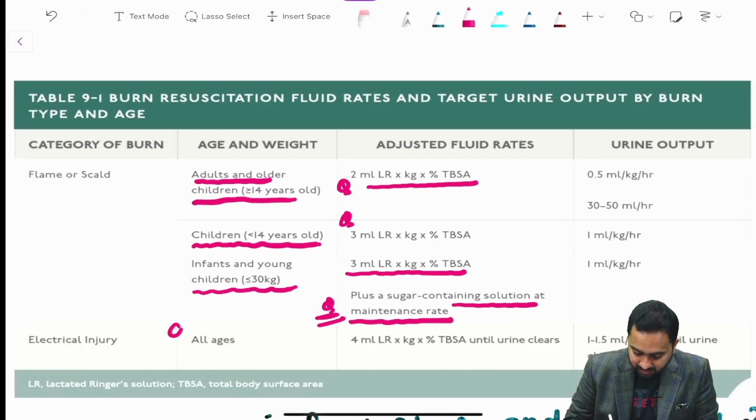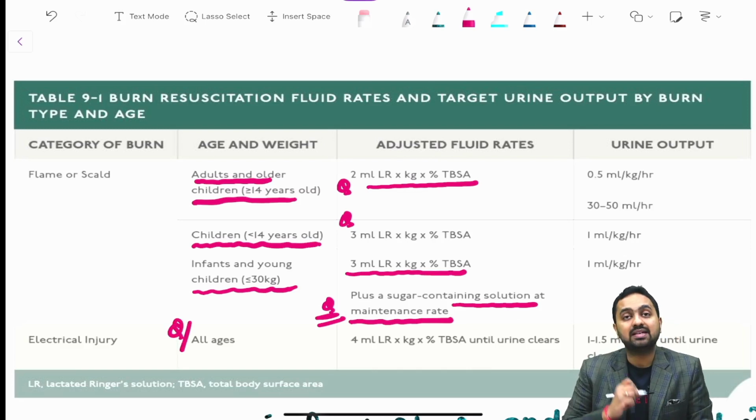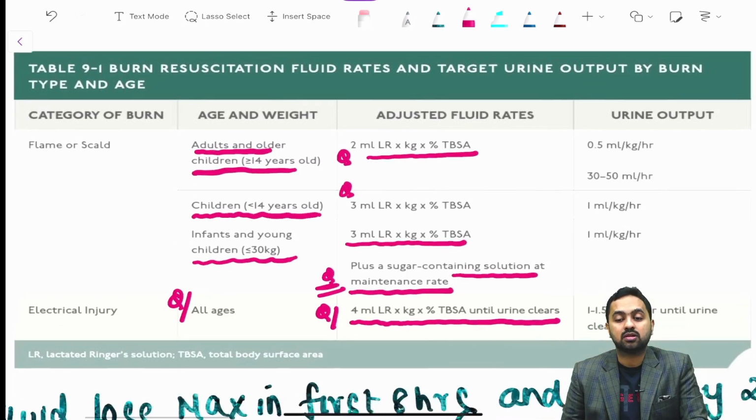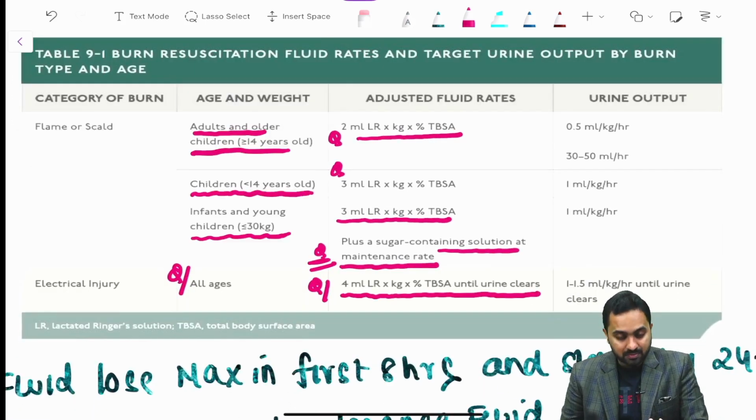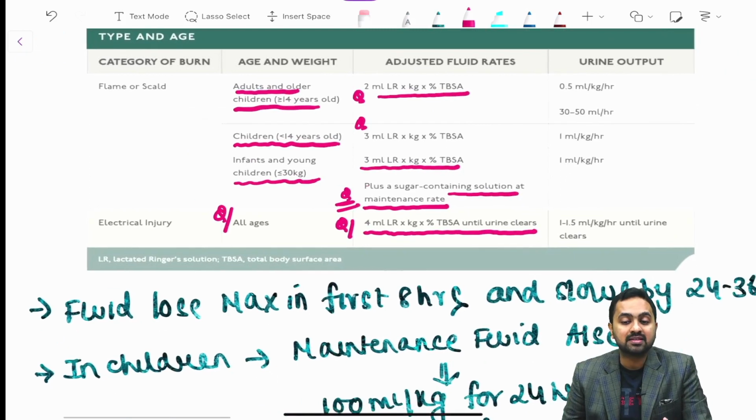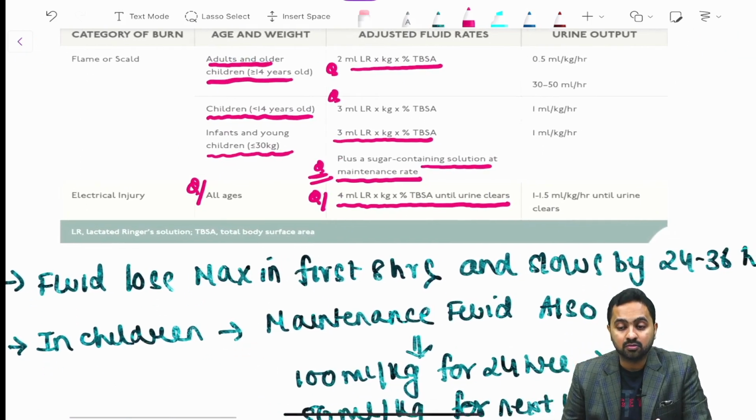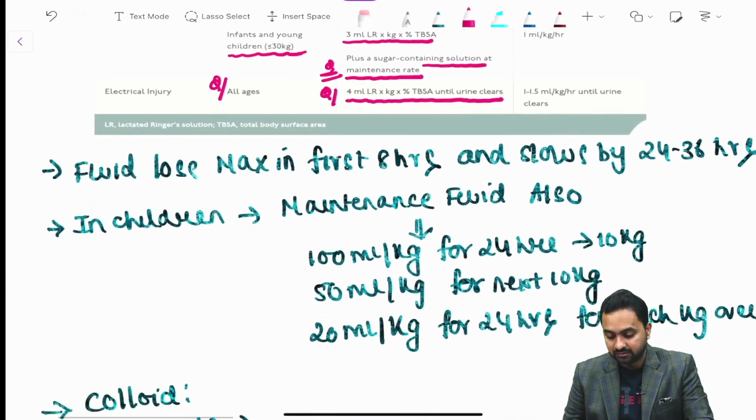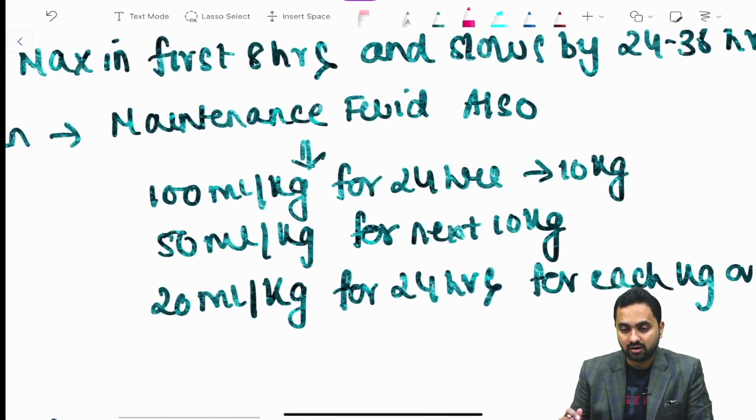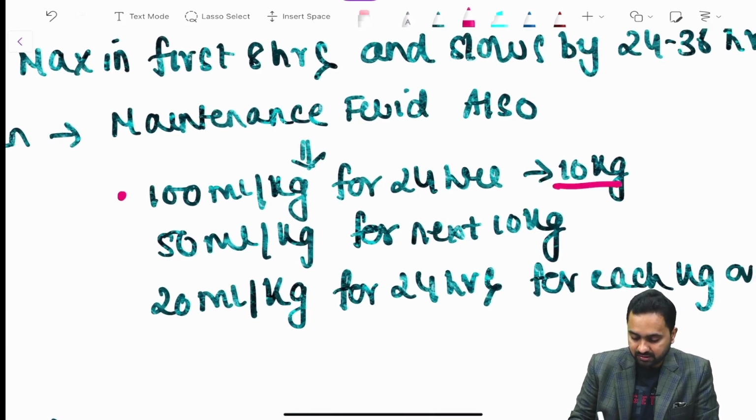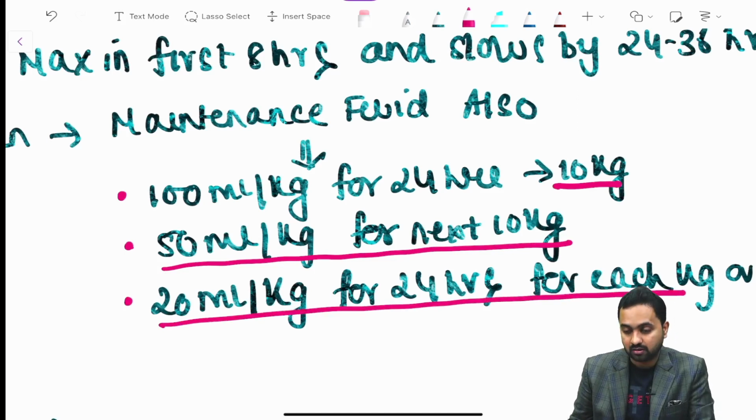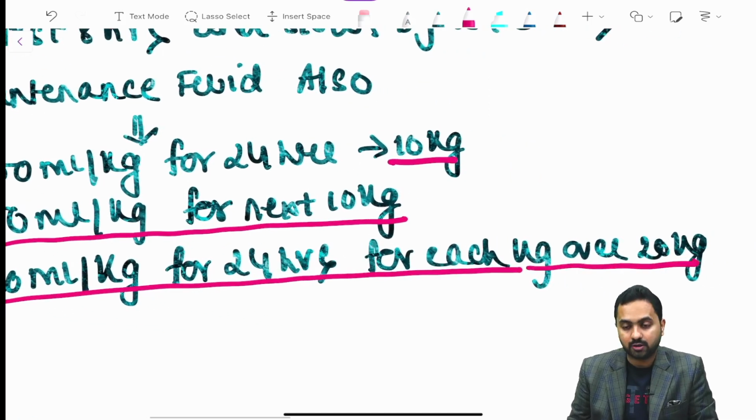Now, in case of electrical injury, be it at any age, we have the traditional Parkland formula, which is 4 ml into kg into total body surface area. Please remember that the fluid loss is maximum in the first 8 hours and slows down by 24 to 36 hours. And regarding maintenance fluid, we have this formula: 100 ml per kg for 24 hours for the first 10 kg, 50 ml per kg for the next 10 kg and 20 ml per kg for 24 hours for each kg over 20 kg.